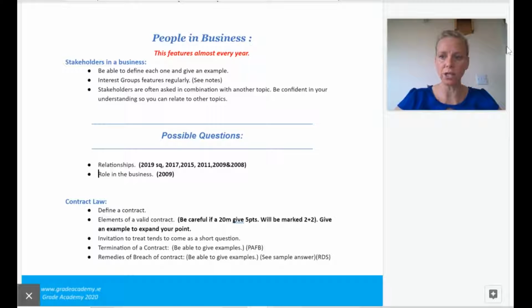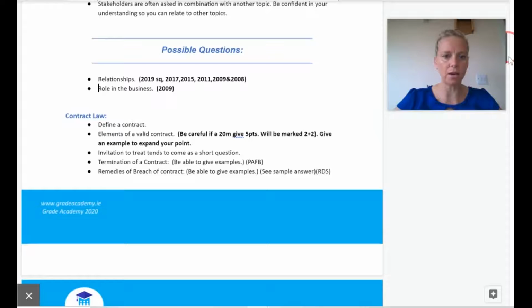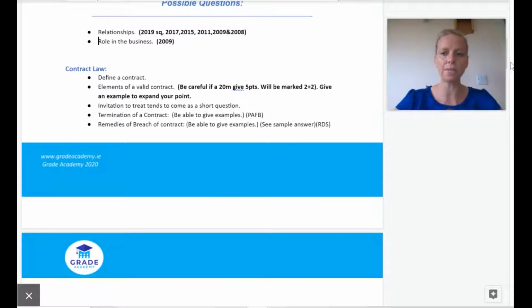The next one that we're going to look at is contract law, and this likes to come up quite a bit too. So in terms of contract law, again, go down through these, tick them to make sure that you know each one of them and you can answer each one that we have here. So define a contract, and then this likes to come up quite a lot, is the elements of a valid contract. Now, I have a point here that says, be careful if a 20-mark question, and I've said give 5 points.